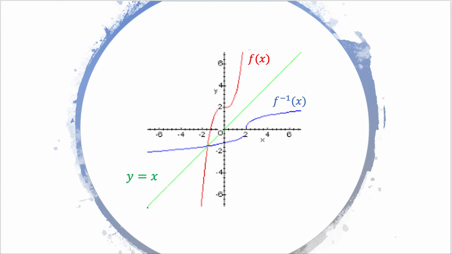And if we are writing here, for example, y is equal with x, we see the function f of x is symmetric with respect to the line y equal with x with its inverse.